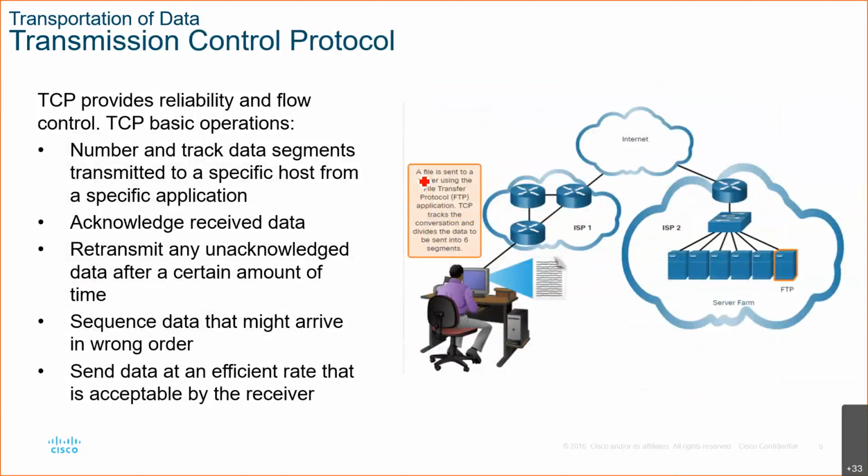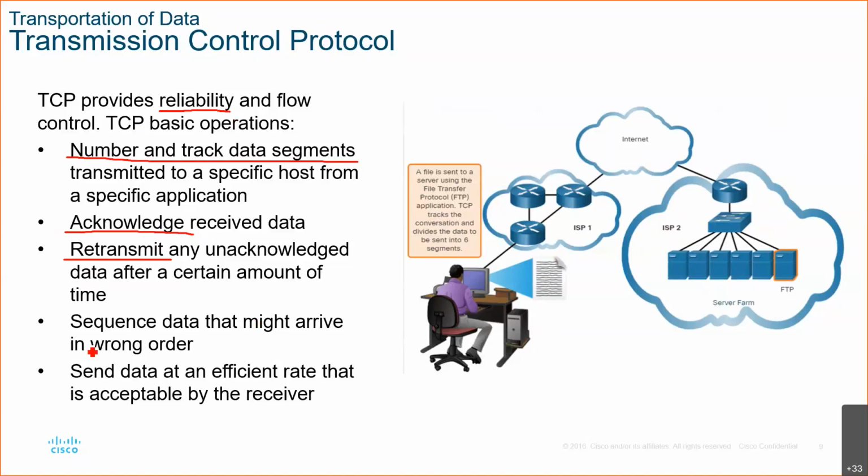If you look at TCP, it provides reliability and flow control. Flow control means if the connection is good, send more. If the connection is bad, send less. Okay. So when it creates the segments, TCP numbers and tracks the data segments. And every segment sent is acknowledged. If there is no acknowledgement, the segment will be retransmitted. You see, the key word for TCP is reliability.